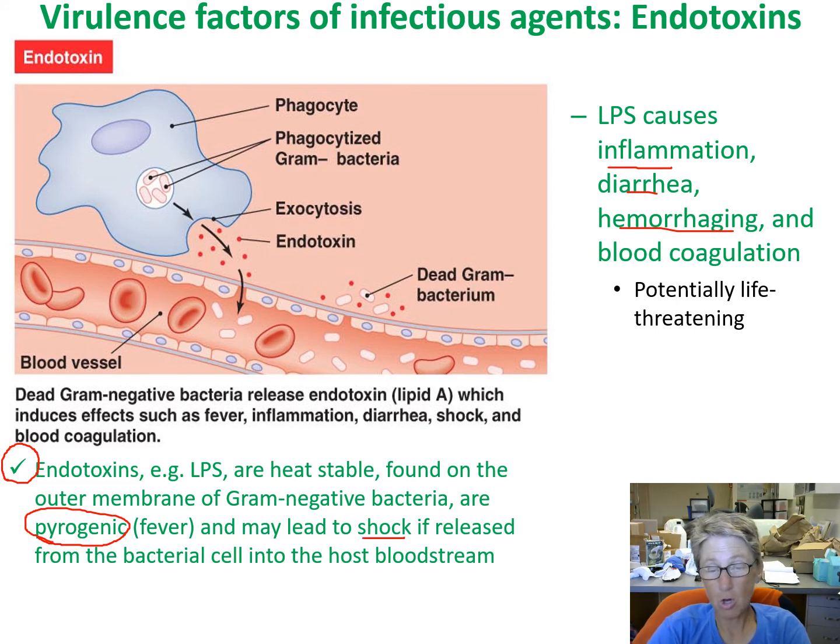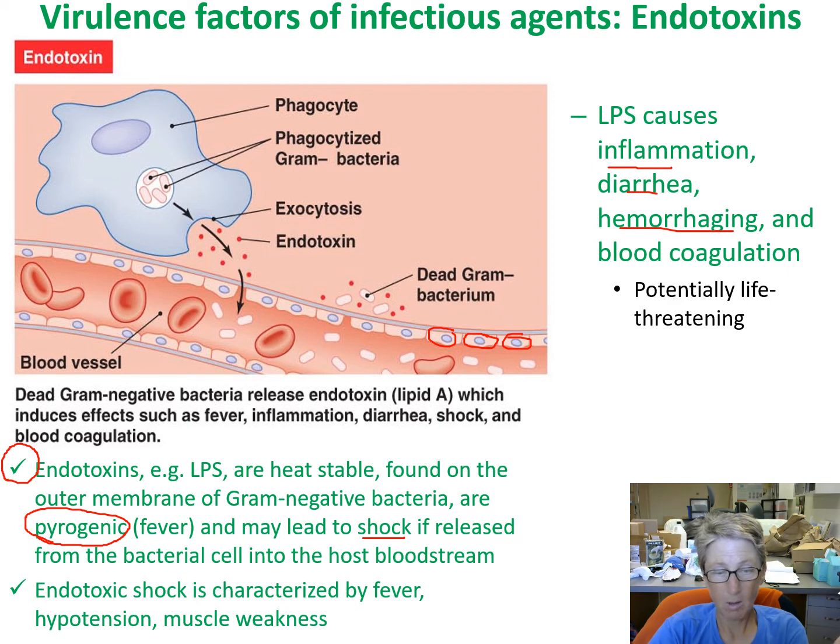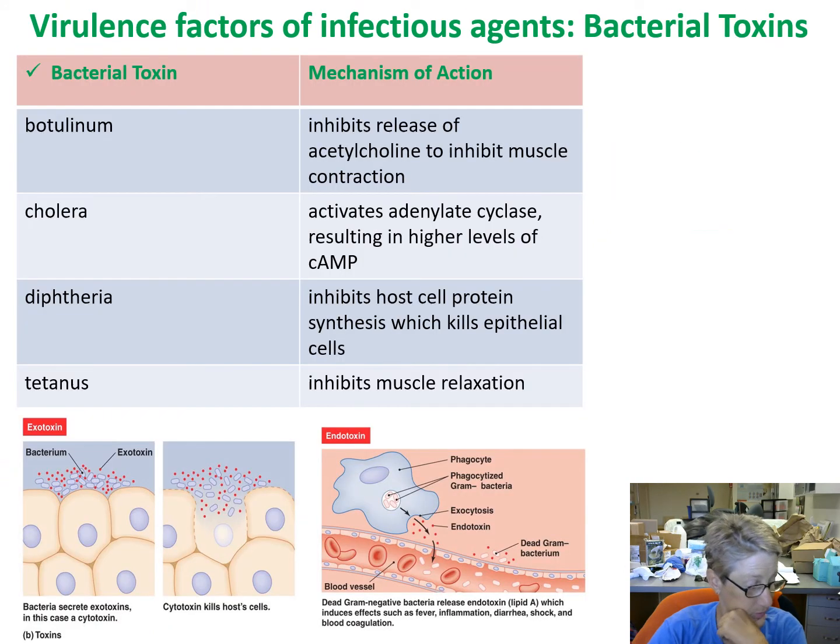It could lead to shock if it gets into the bloodstream and causes really super low blood pressure, because the endothelial cells lining the blood vessel separate and fluid leaks out, blood volume goes down, blood pressure goes down, and now you have shock. If you go into endotoxic shock, you'll get a fever, hypotension, I just told you that, low blood pressure, and really weak muscles.